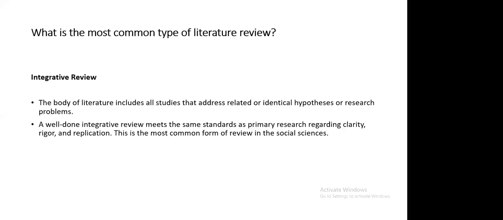What is the most common type of literature review? In social science, it is the integrative review. Yeah? So it means you address related or identical hypotheses or problems. Well done, an integrative review meets the same standards as primary research.